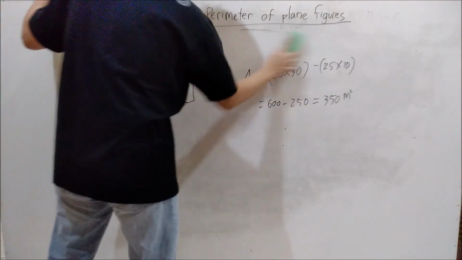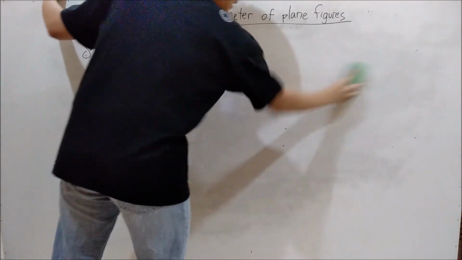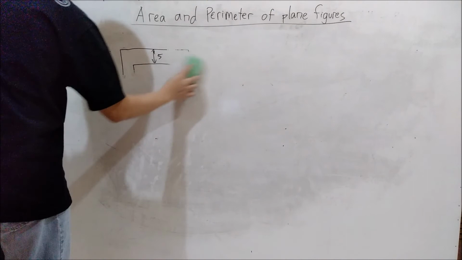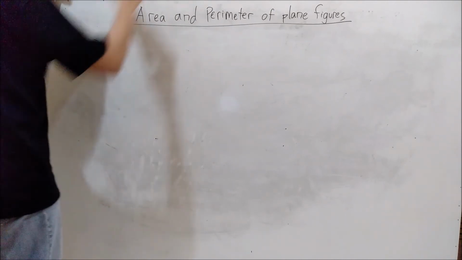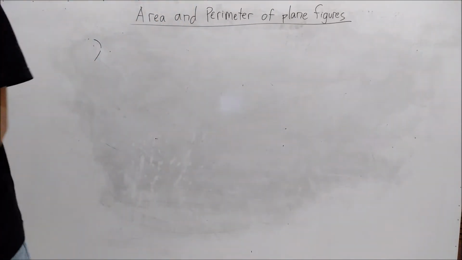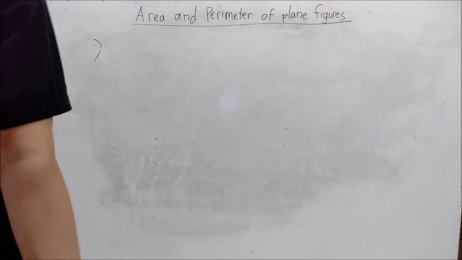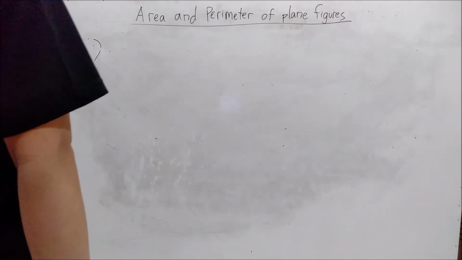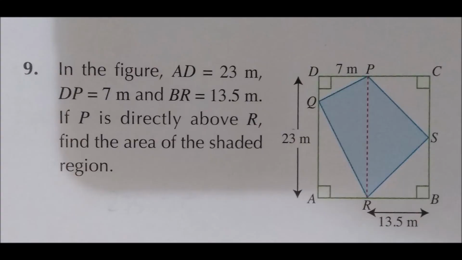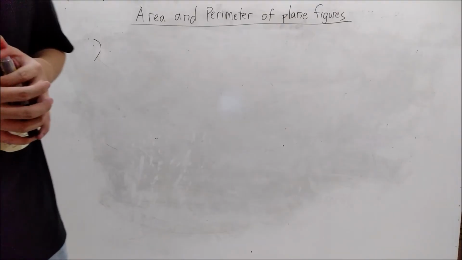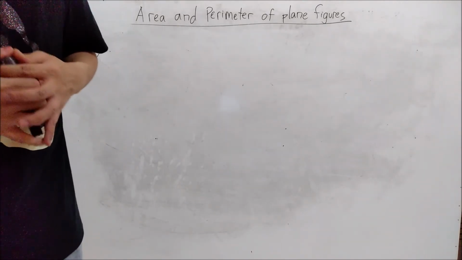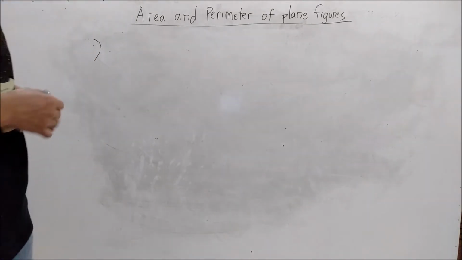Quite easy. Let's move on with number 9. The question in number 9 is: in the figure, AD is 23 meter, DP is 7 meter, and BR is 13.5 meter. If P is directly above R, find the area of the shaded region.